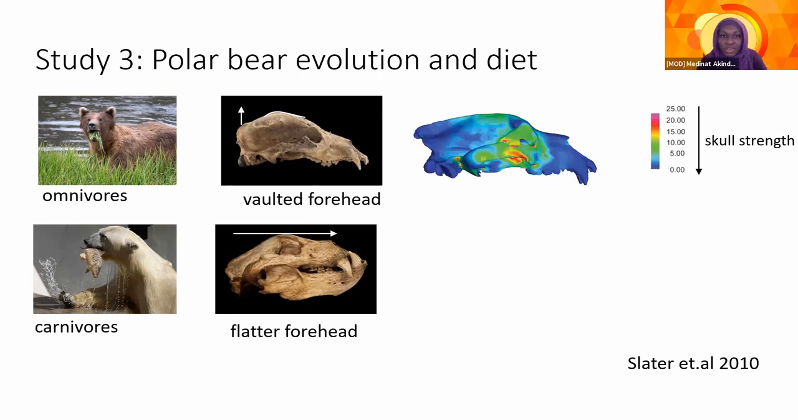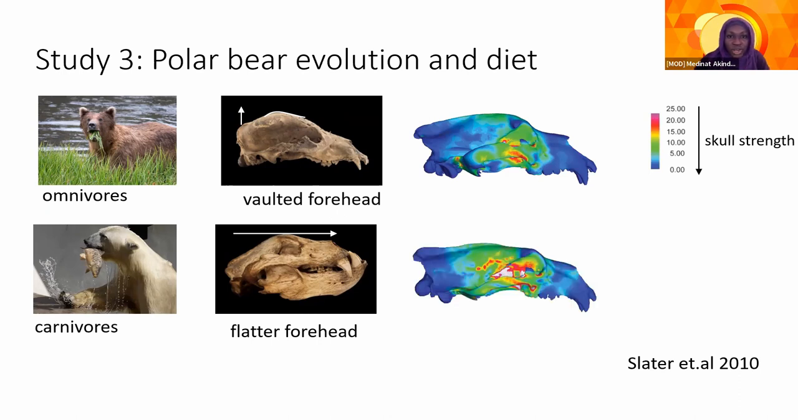So this is the result of their modeling study, looking at the skull of the polar bear versus the brown bear. The lighter color means that the skull strength is stronger. So they found that the brown bear has a stronger skull than the polar bear. Are you surprised by this result? You can just put yes or no, or explain why if you want to. Like if you were surprised that the brown bear has a stronger skull, or if you weren't surprised, then why weren't you surprised?